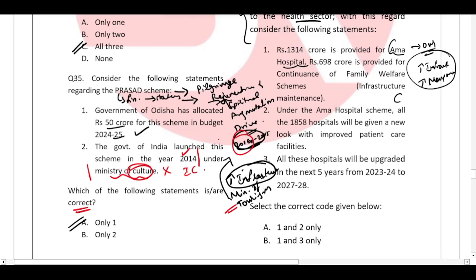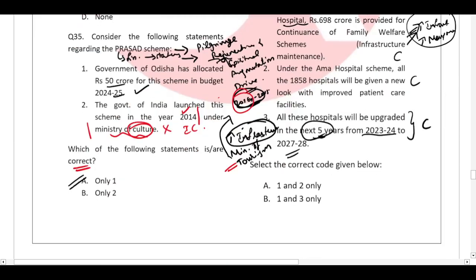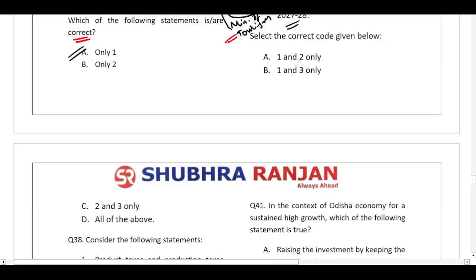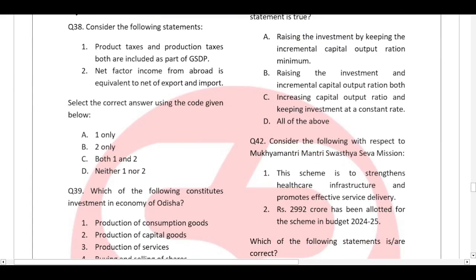So this is correct. Under the Amma Hospital scheme, all the hospitals will be given a new look for the improved patient care and facilities. So I told this was done to increase the infrastructure of the state-run hospitals of Odisha. So this is also correct. All the hospitals will be upgraded in the next 5 years from the period 23-24 to 27-28. Yeah, that is the timeline for this Amma Hospital scheme, where in the next 5 years they want to increase and update the infrastructure of the state-run hospitals. So this is also correct. Select the correct code given below. Option D, all of the above is the correct answer.